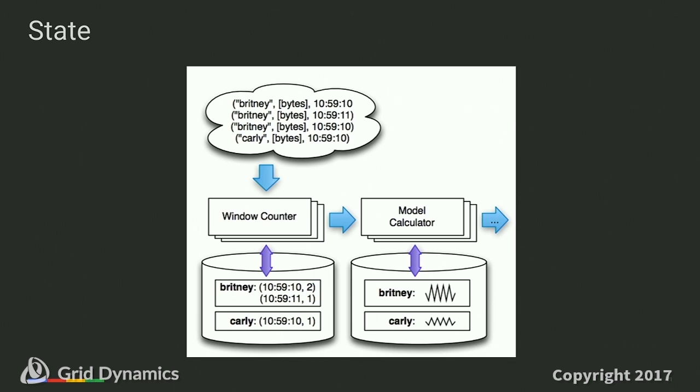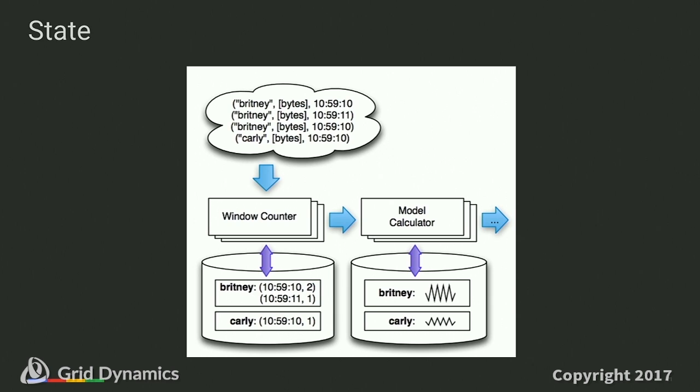The model calculator is also storing state. What the model calculator is doing is storing models, essentially graphs. In this particular case, I think it was a spline-based model to figure out what is the normal graph of searches for Britney, because it's going to vary throughout the day. You're going to have more in the morning, less in the evening, maybe more. It's actually going to vary over the course of the week. You're going to have, yes?